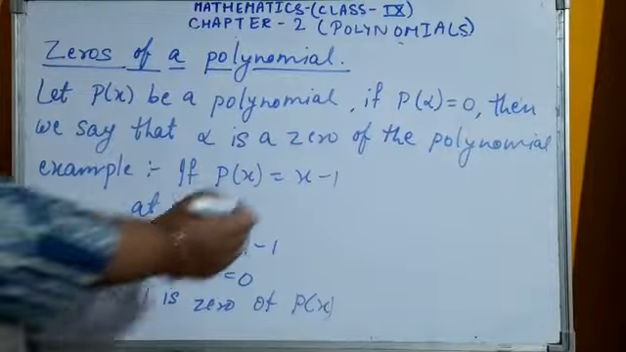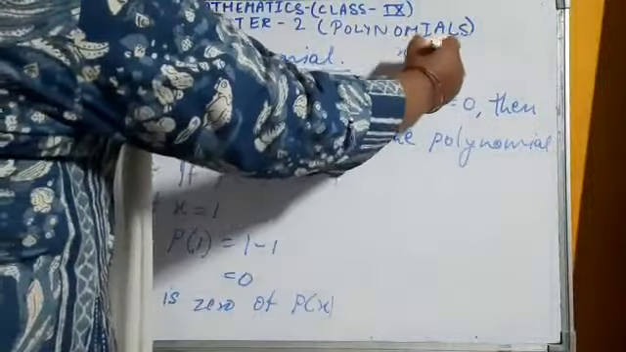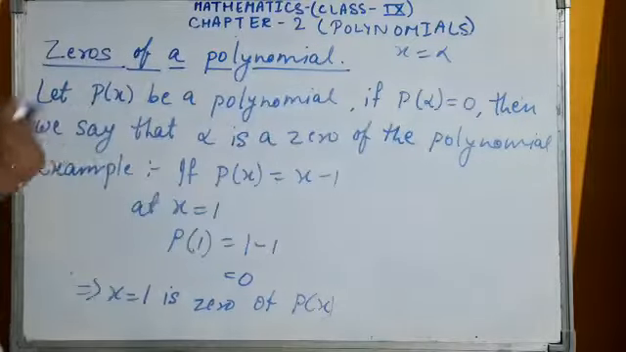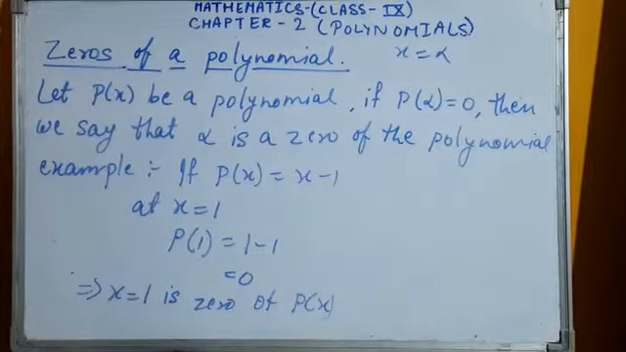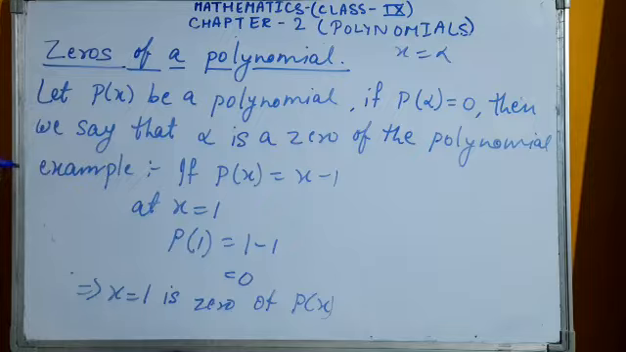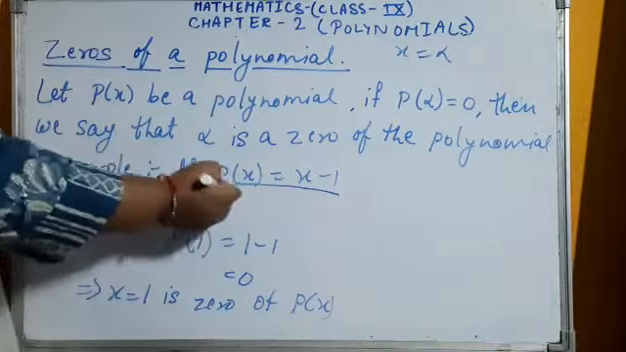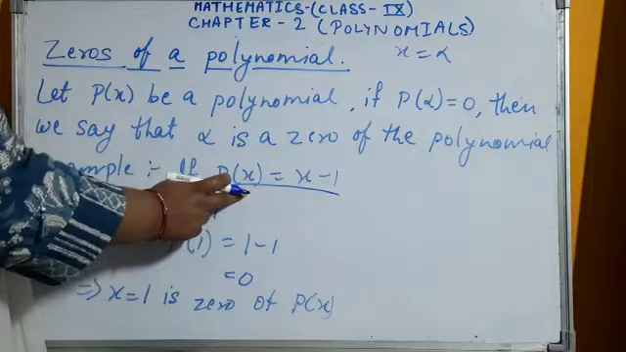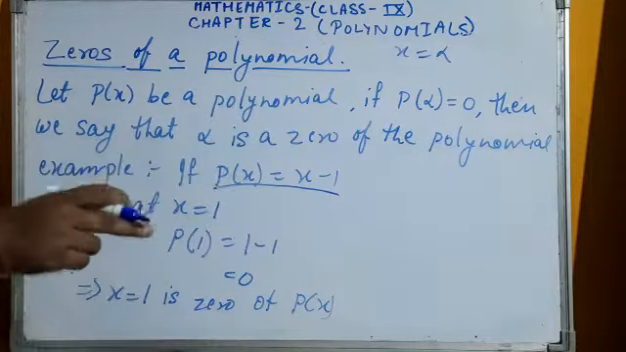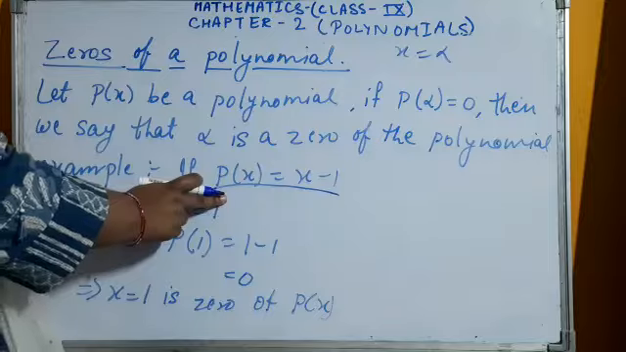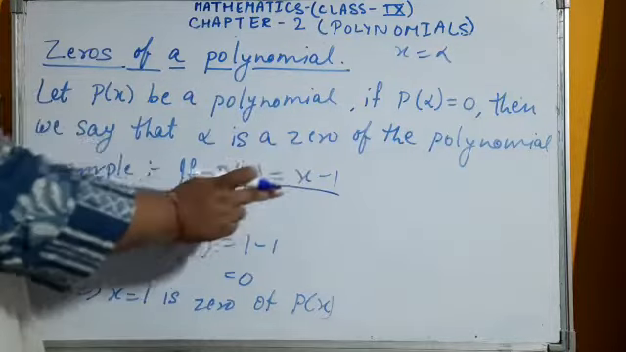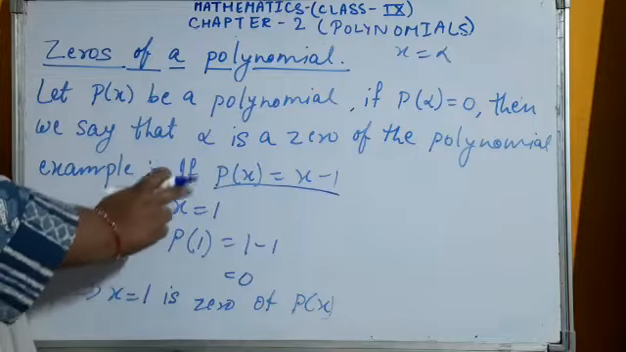This means we are getting a value of x as alpha in such a way that p of alpha is 0. Then alpha is said to be the 0 of the polynomial. If we are getting a value x in such a way that we put the value of x in p(x) and its value becomes 0. Suppose I am taking an example, p(x) is equal to x minus 1. If in place of x we put 1, it becomes 0.